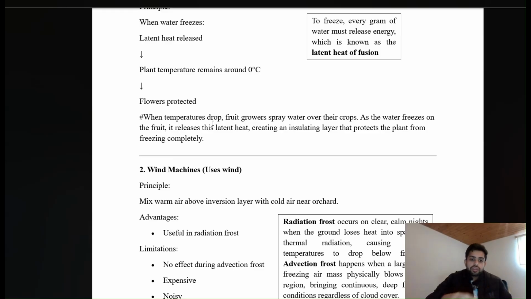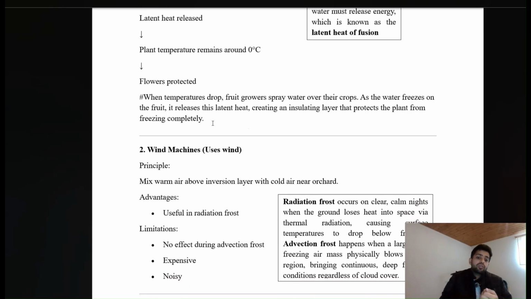So this is the summary I am telling you: when the temperature is dropping, the fruit grower sprays water on the crops. As the water freezes on the fruit, it releases latent heat, creating an insulating layer that protects the plant from freezing completely. So this is a method we can use for protection against frost.